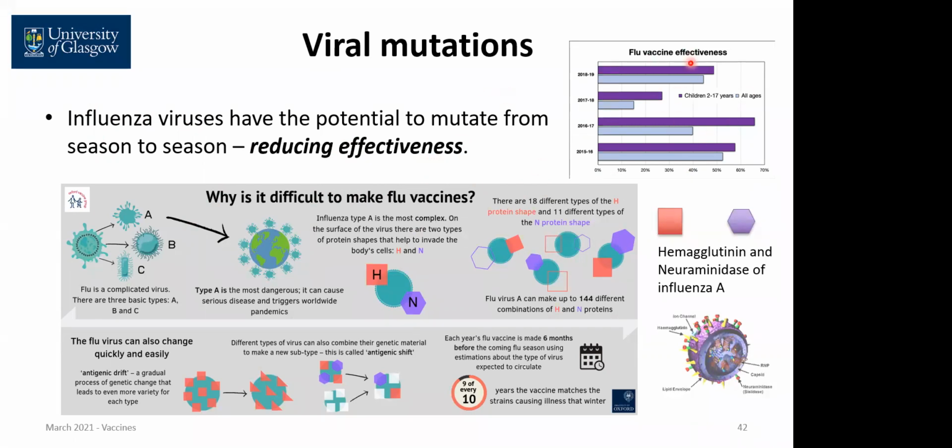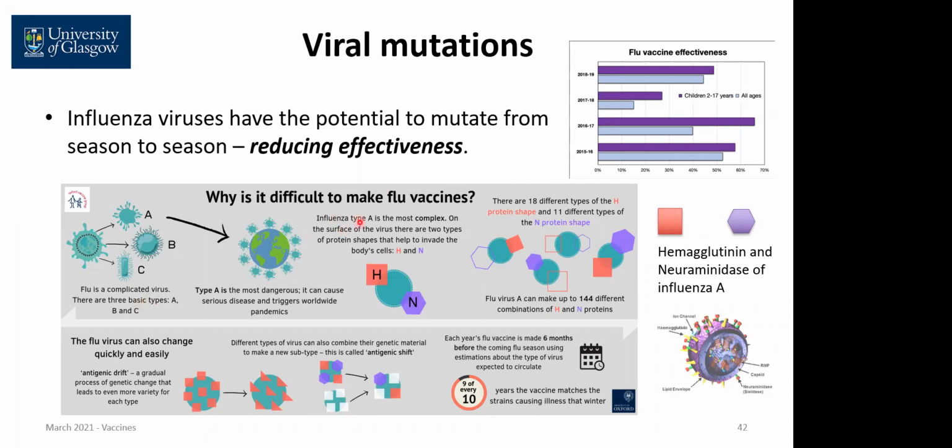You can see in this figure on the top right-hand side, the effectiveness of the flu vaccine from season to season will, of course, be different depending on the level of mutation within that virus. So, for instance, in 2017 to 18, the winter of these two years, clearly the level of mutation was quite excessive within the influenza A virus.